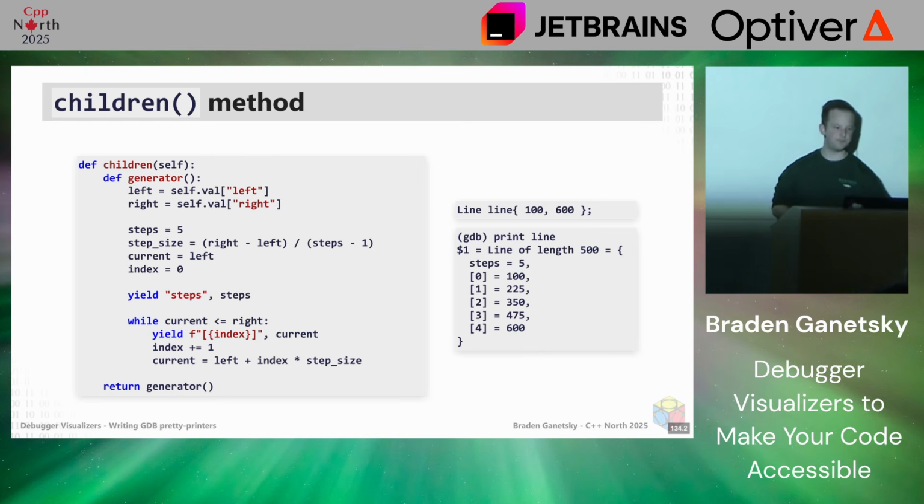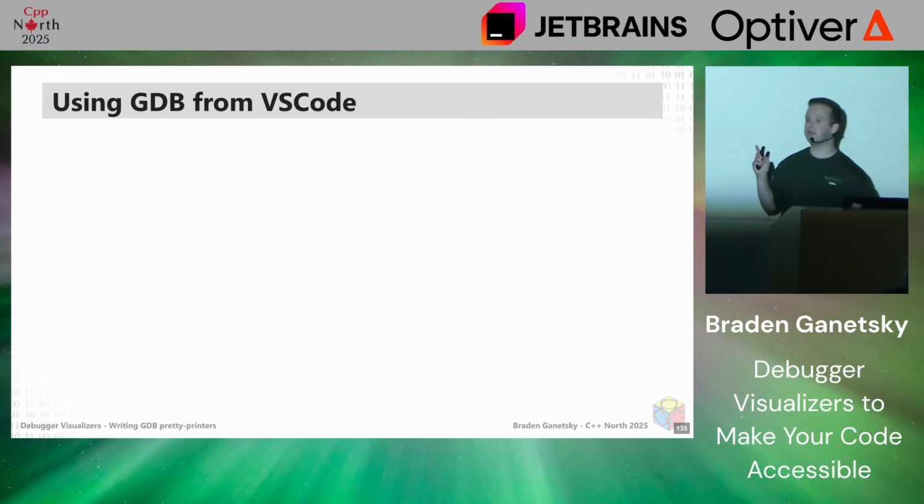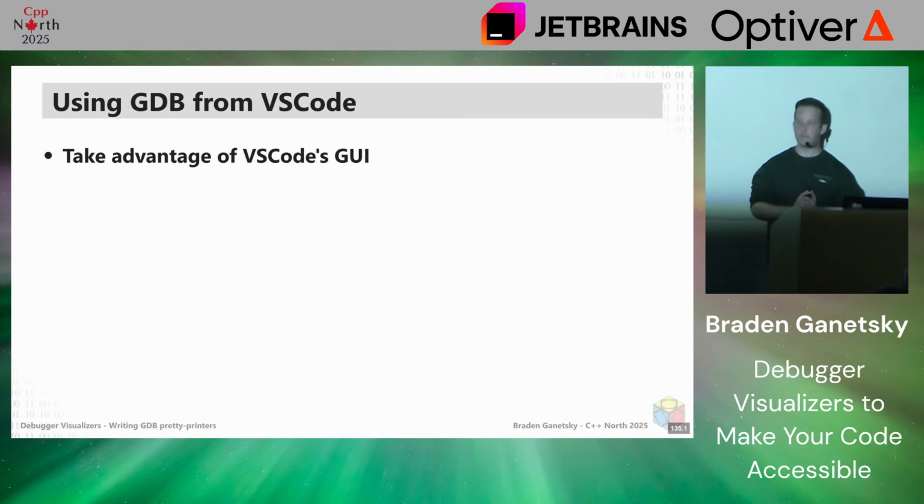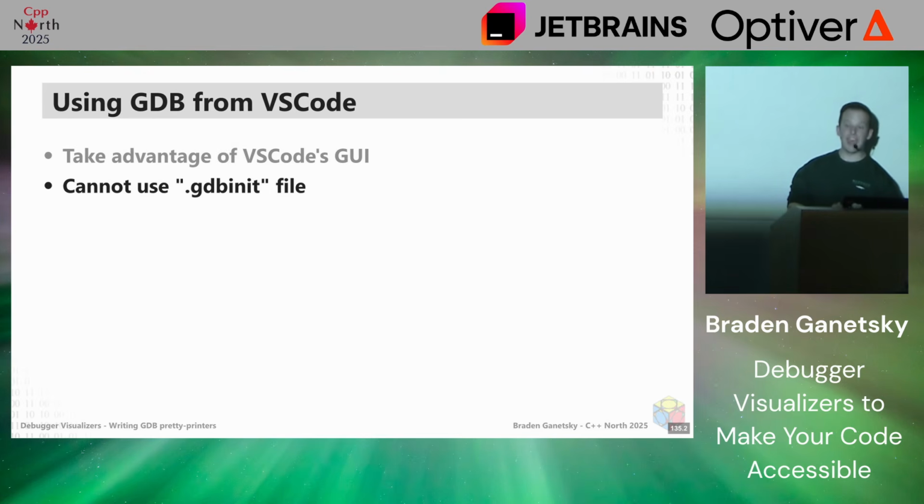I just don't do anything else. I want to talk about using GDB from VS Code, because this is how I personally use GDB these days. It takes advantage of VS Code's GUI. You cannot use a GDB init file, or at least I was not able to figure out how, and it was quite a frustration, in fact, writing this talk when I realized that it didn't work using a GDB init file. So if you're going to use a GDB init file, you must use it from the command line. Otherwise, you're going to have to actually specify commands to VS Code itself.